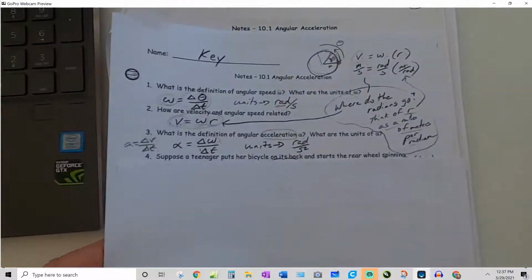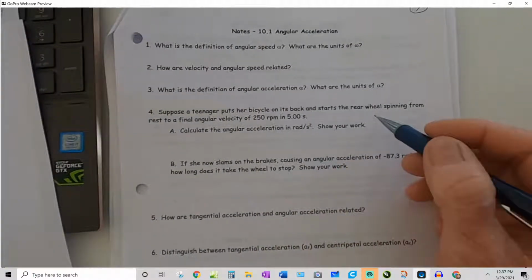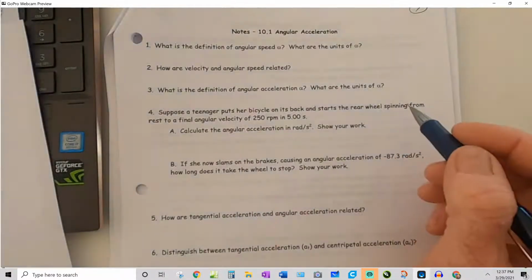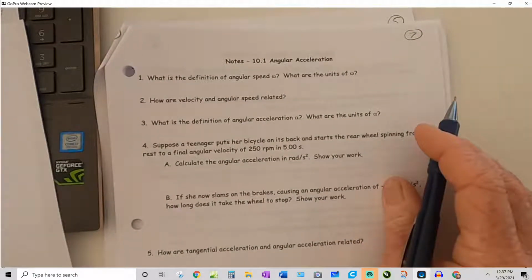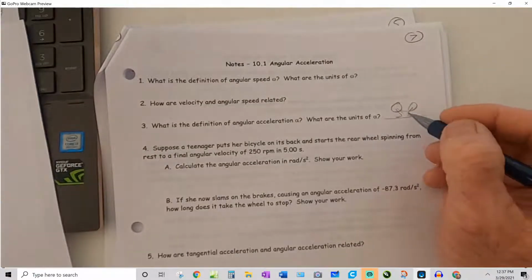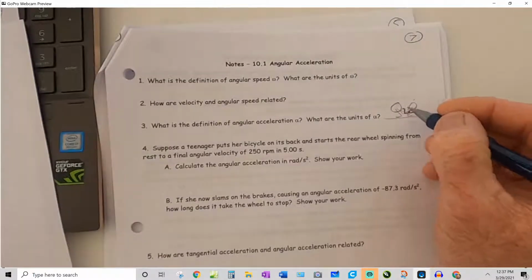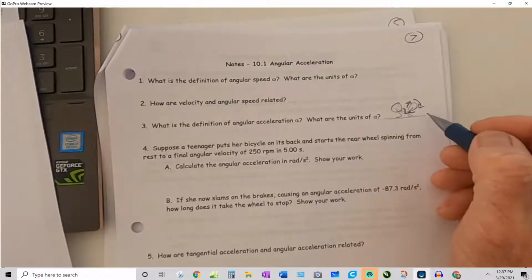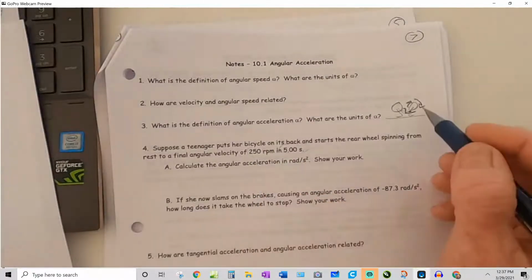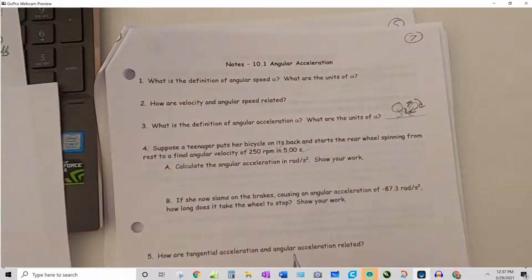So this next part here, maybe I should remove this and actually do this problem with you. Suppose a teenager puts her bicycle on its back and starts the rear wheels spinning from rest to angular velocity of 250 RPM in 5 seconds. So that's just saying the bike's upside down here. I don't know how to draw an upside down bike, but there we go. The bike's upside down, and maybe here's the pedal. Pedal starts going around, and then the bike wheel starts from rest, and after 5 seconds it's turning at a rate of 250 RPM. And we're supposed to calculate the angular acceleration and show our work.